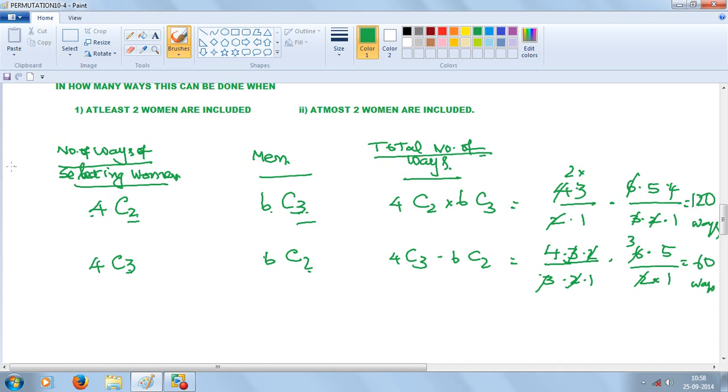So we have taken the first case with 2 women. He says at least 2 women, so it can be 3 women or 4 out of 4 also.